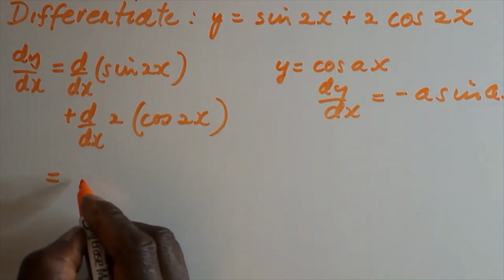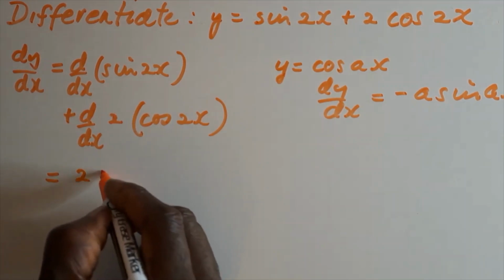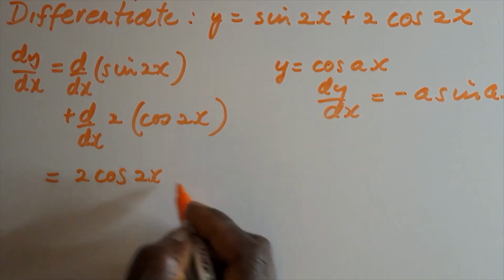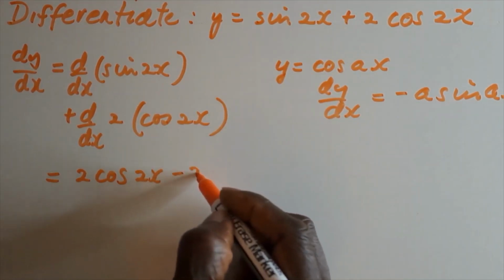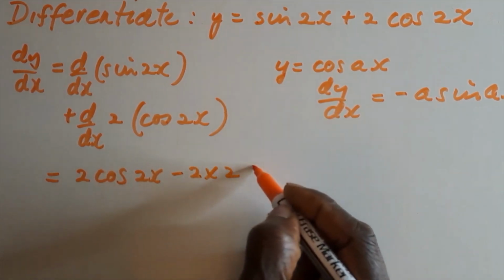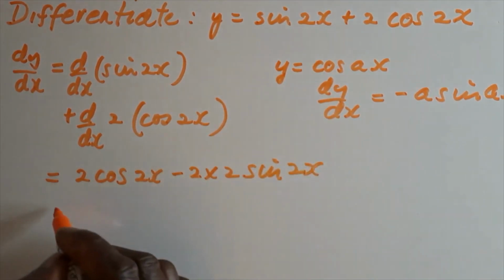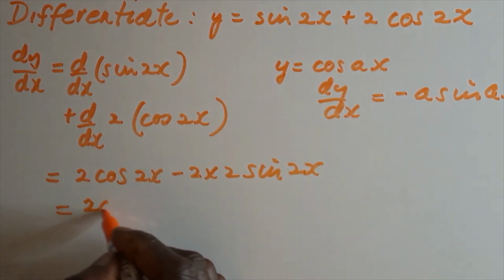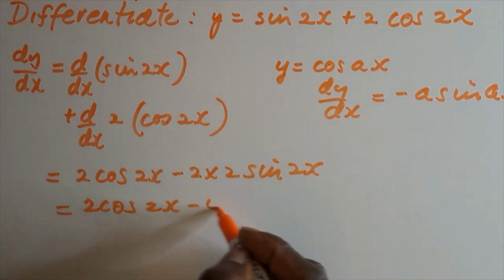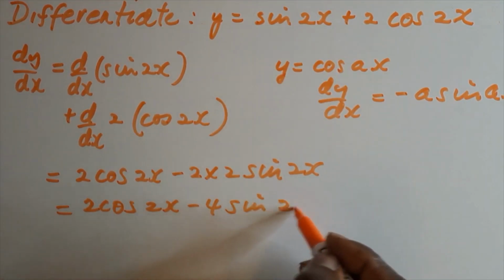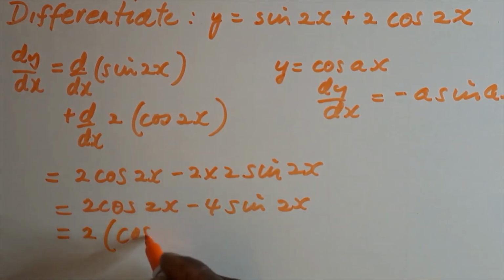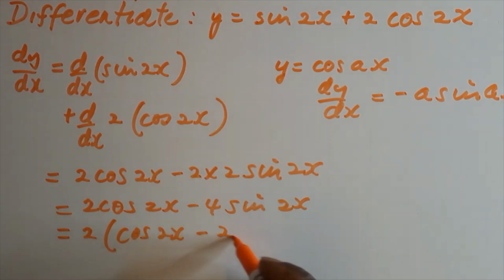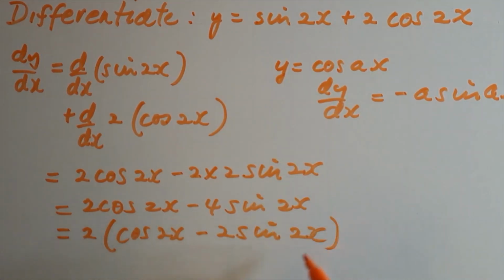And this gives us 2 cos 2x minus 2 times 2 sine 2x, which you can write as 2 cos 2x minus 4 sine 2x, which we can factorize as 2 into cos 2x minus 2 sine 2x.